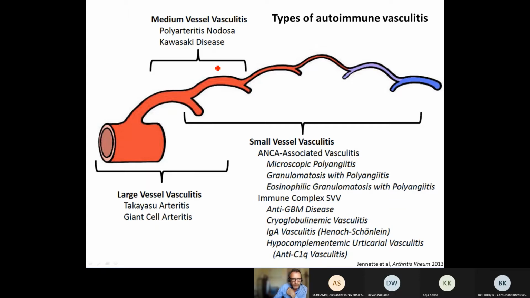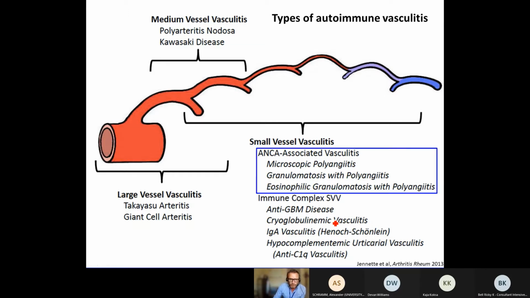Then you've got medium vessel disease, with Kawasaki disease predominantly affecting young children. In adults, it's predominantly polyarteritis nodosa, but it's a very rare disease and not one that I'm going to particularly focus on today. More common, although still rare, are the small vessel vasculitides, which can broadly be characterized into the ANCA-associated vasculitides and those that are associated with immune complex deposition. So you've got anti-glomerular basement membrane disease, vasculitis related to cryoglobulins, IgA vasculitis, which previously was known as Henoch-Schönlein purpura, and very rarely hypocomplementemic urticarial vasculitis.